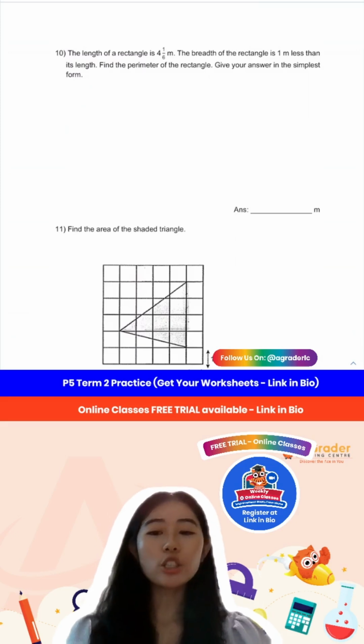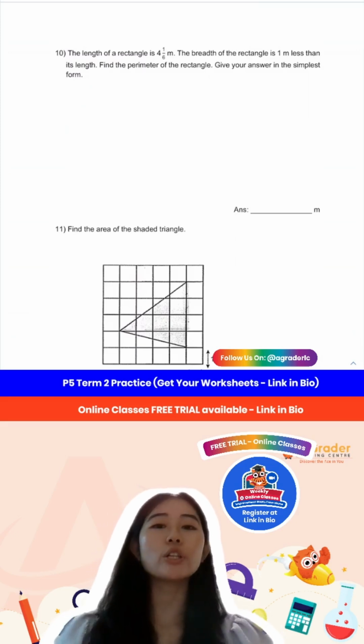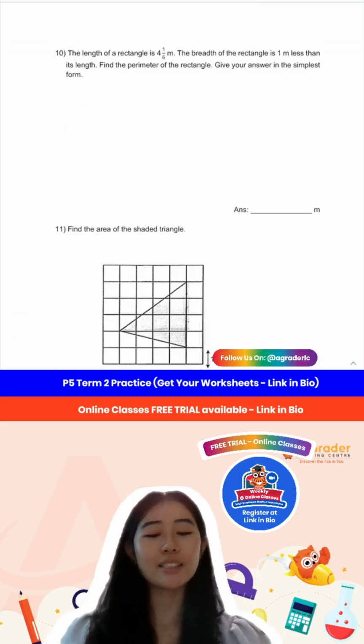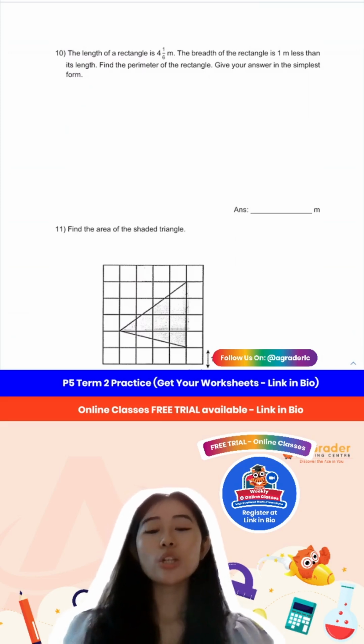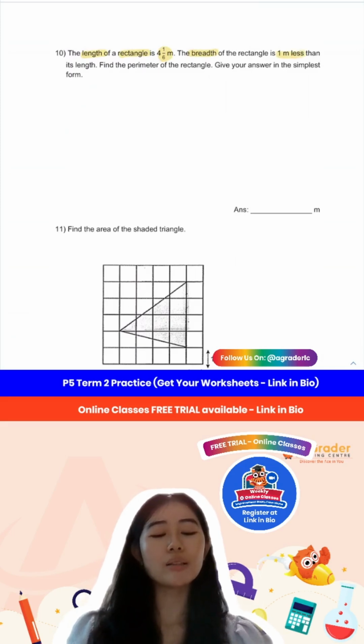Alright, shall we continue? It's 5:34. Break should have ended already. Okay, so question 10, the length of a rectangle is 4 whole 1 over 6 meter. The breadth of the rectangle is 1 meter less than its length. Find the perimeter of this rectangle, and you have to give your answer in the simplest form.